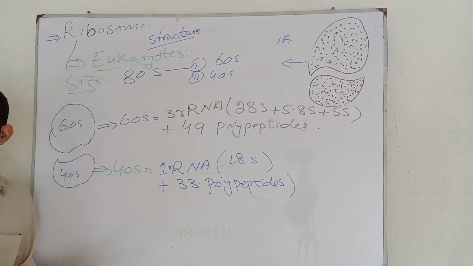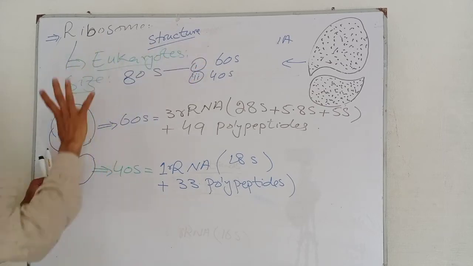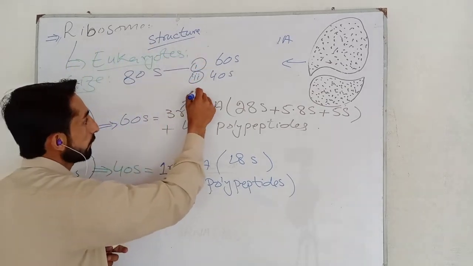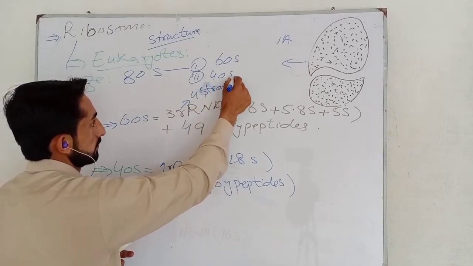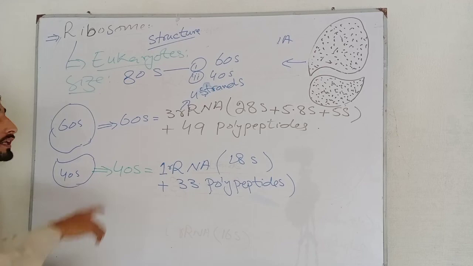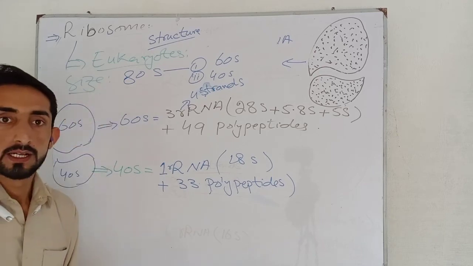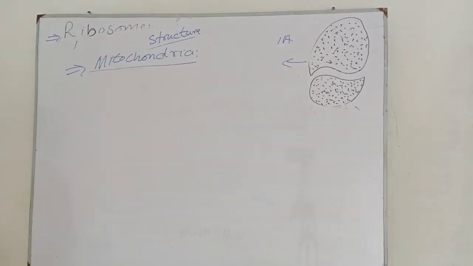And we already said that the eukaryotic ribosomal RNA is of 4 strands, while prokaryotic is of 3 strands. So let's see the mitochondria, the mitochondrial ribosome.